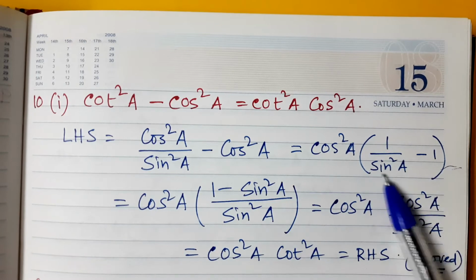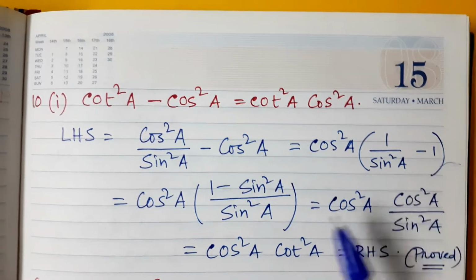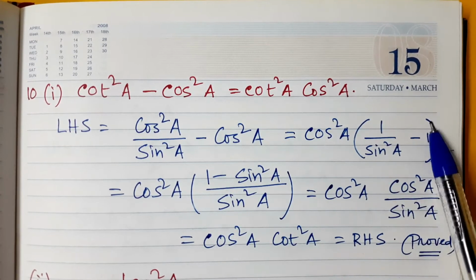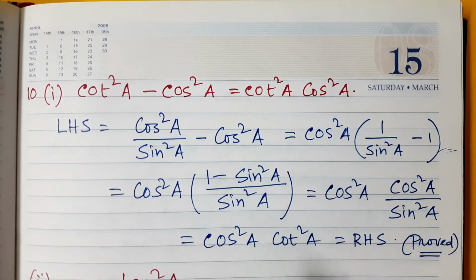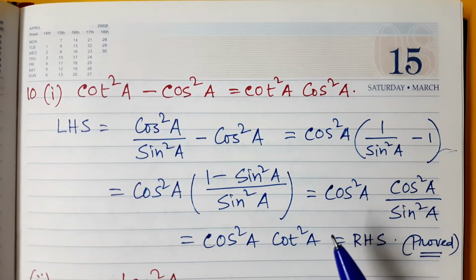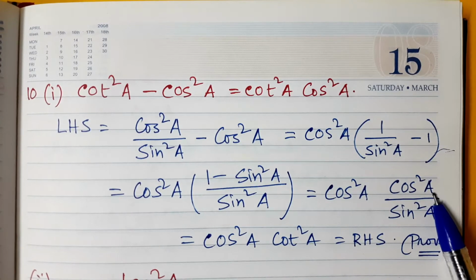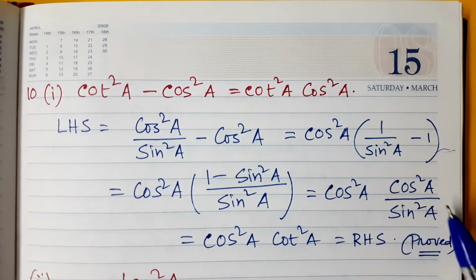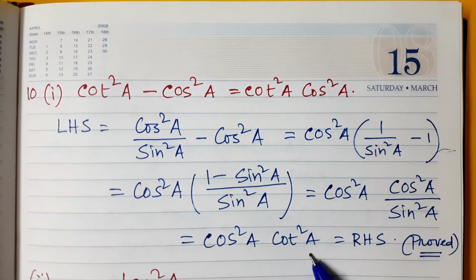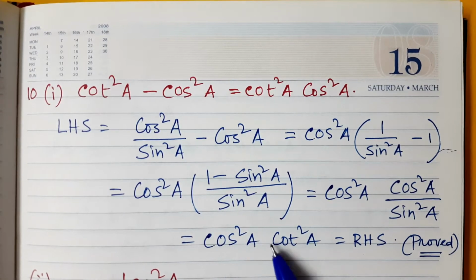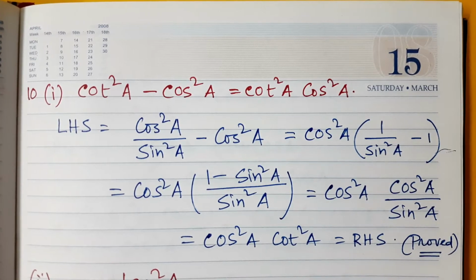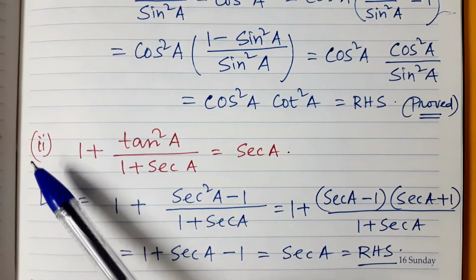Okay. Now in this term I will do the LCM. So LCM is sin square A. And in the numerator it will be 1 minus sin square A. Now 1 minus sin square is what? Cos square A, because sin square A plus cos square A is equal to 1. So this cos by sin, this is what? Cot. Since there is square, this will be cot square A. So this is simply cos square A into cot square A. See, this is the right hand side. This is proved. This is problem number 10 part 2.